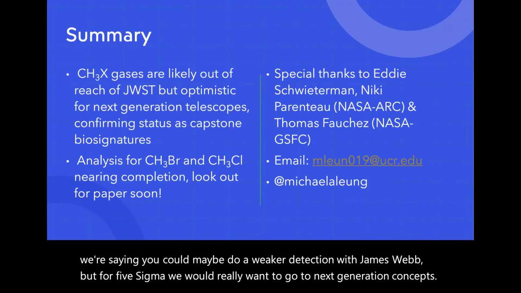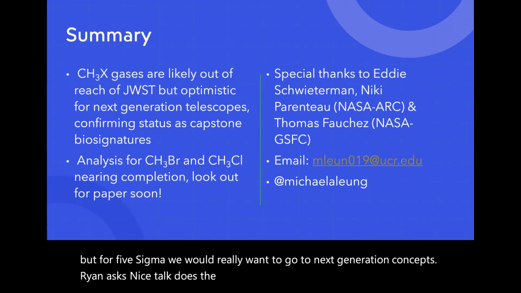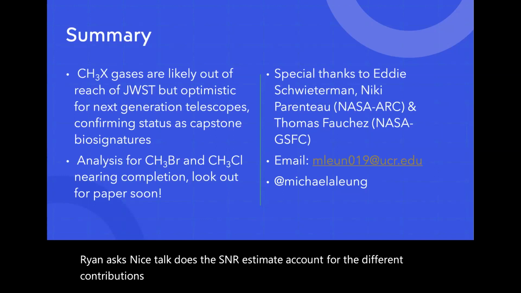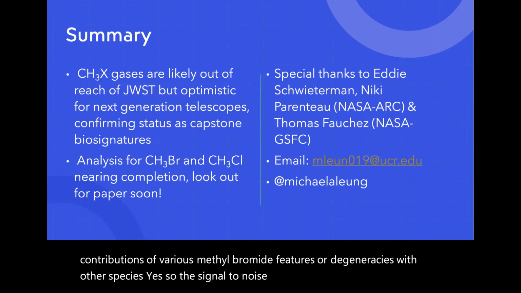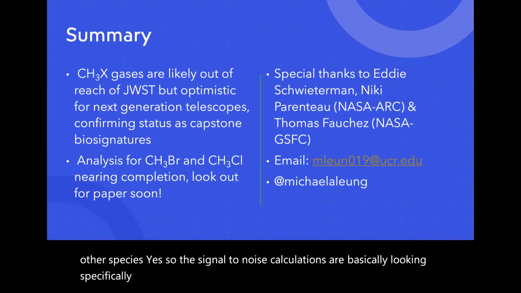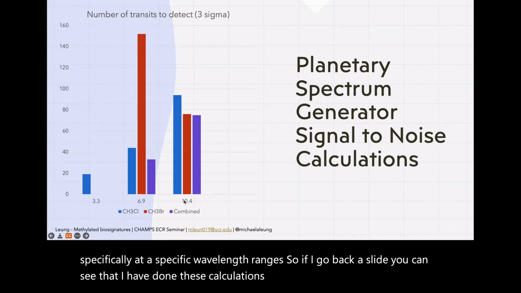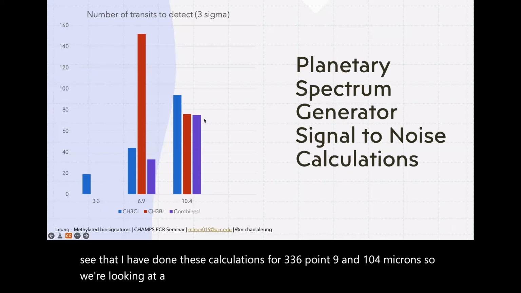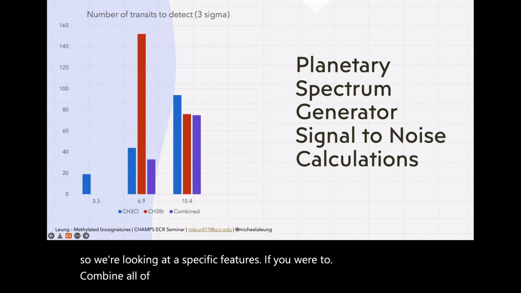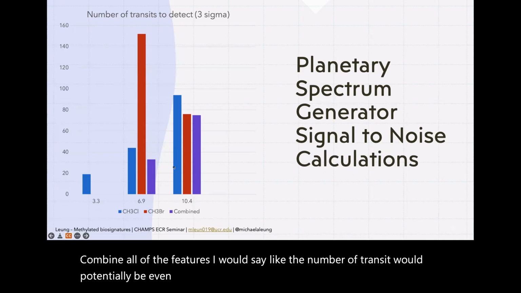Ryan asks, nice talk. Does the SNR estimate account for the different contributions of various methyl bromide features or degeneracies with other species? Yes, so the signal to noise calculations are basically looking specifically at specific wavelength ranges. If I go back a slide, you could see that I have done these calculations for 3.3, 6.9, and 10.4 microns. So we're looking at specific features. If you were to combine all of the features, I would say the number of transits would potentially be even less, but I haven't done the analysis for that.